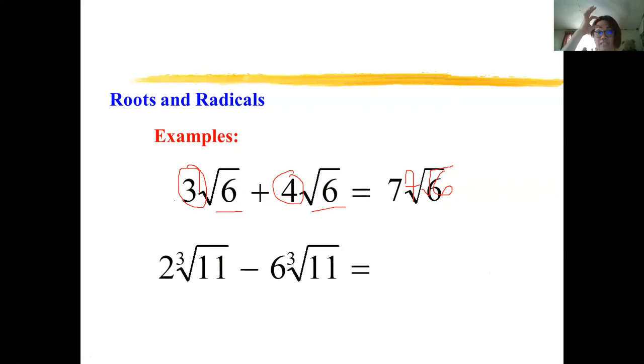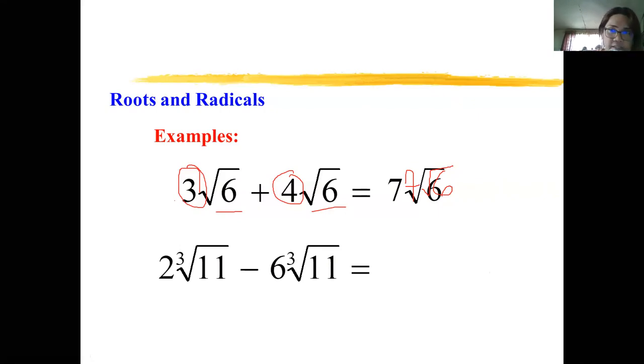What about this one? 2 cube root of 11 minus 6 cube root of 11. How do we do that? Okay, again, we check if they have the same indices. Yes, they do. They're cube roots. They have the same radicands, 11. So we can just combine their coefficients.